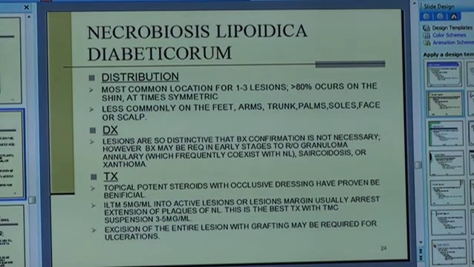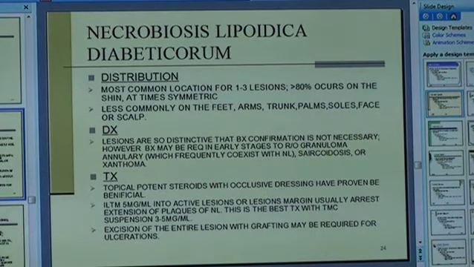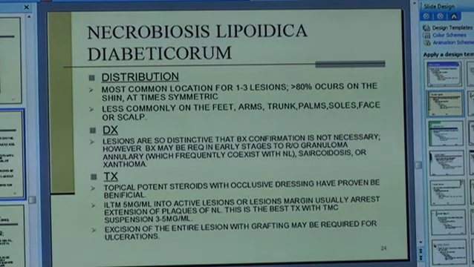Treatment is topical potent steroids with occlusive dressing, which have proven to be beneficial, or even intralesional triamcinolone in doses of like 5 mg per milliliter into the active lesions or lesion margins, which usually arrests the extension of the plaques of necrobiosis lipoidica. The best treatment would be with the TMC suspension. And the last alternative would be excision of the entire lesion with grafting, which may be required for ulcerations.